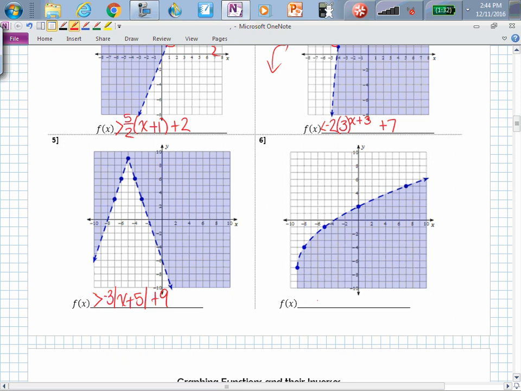Square root function, so I need a square root in here. I have x going to the left 9, so plus 9. Looks like it's down 7, right here. And then I can see over 1 normally up 1, but this is over 1 up 3. And that would be less than. And that's us done.